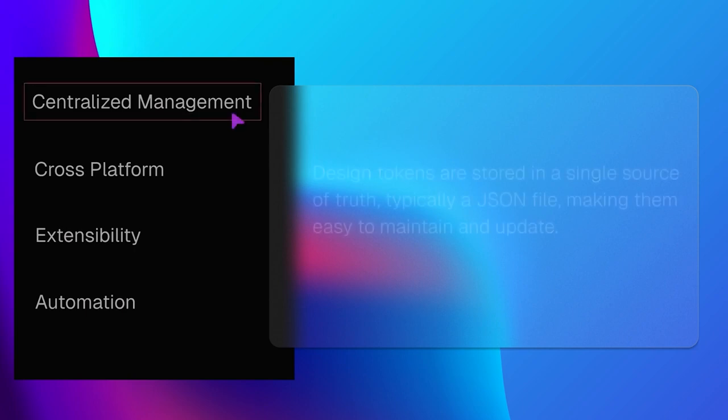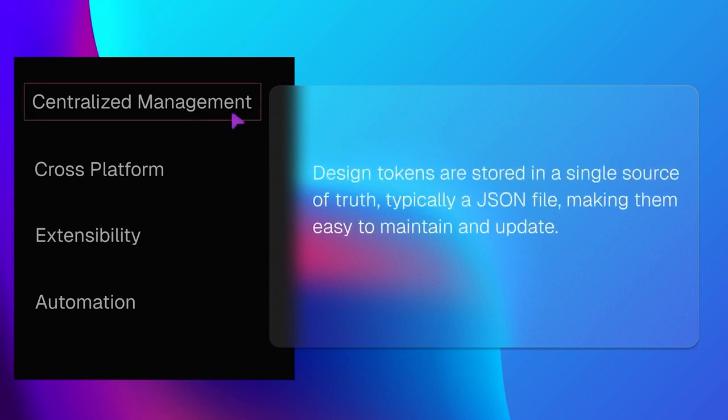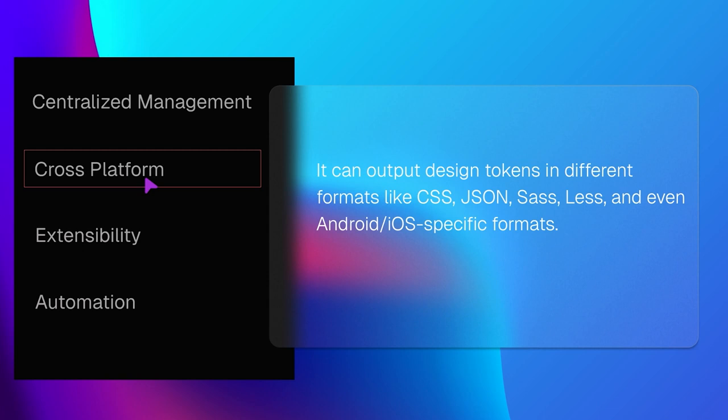So what are the benefits of using a Style Dictionary? Well, the first benefit is centralized management. So design tokens are stored in a single source of truth, typically in a JSON file, making them easy to maintain and update. It is also cross-platform. It can output design tokens in different formats like CSS, JSON, Sass, Less, and even Android and iOS specific formats.